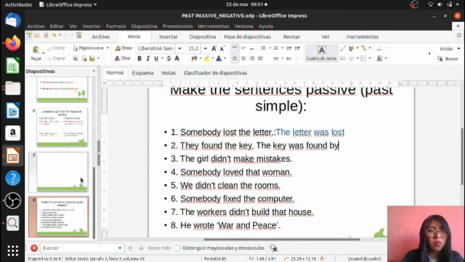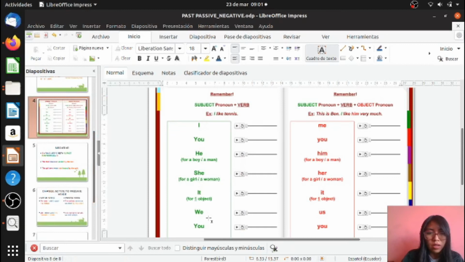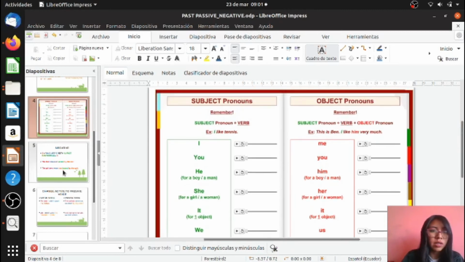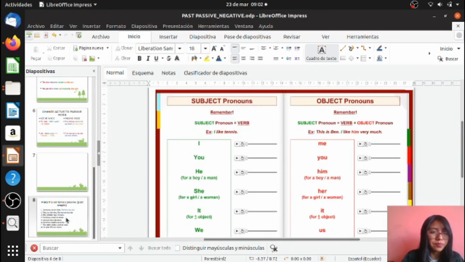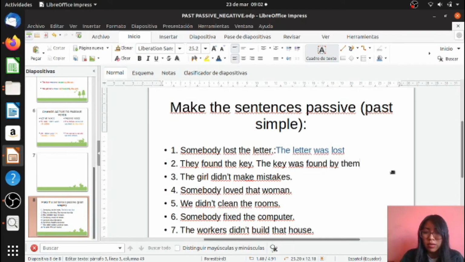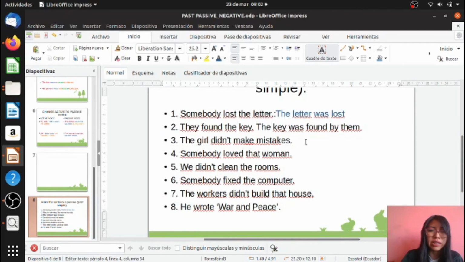The key was found by, remember we have the subject they, we are going to use them, okay? That is the object pronoun that I am going to use. Okay, the key was found by them. Okay, that is a little easy.